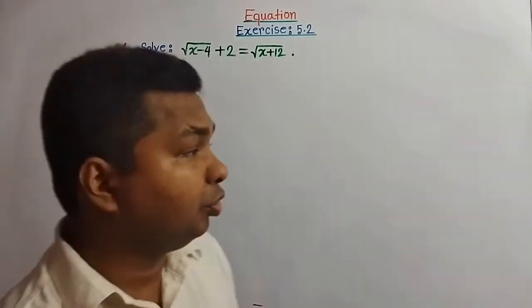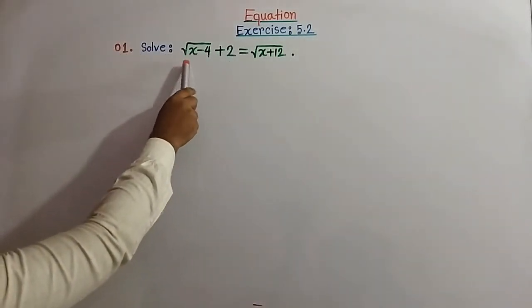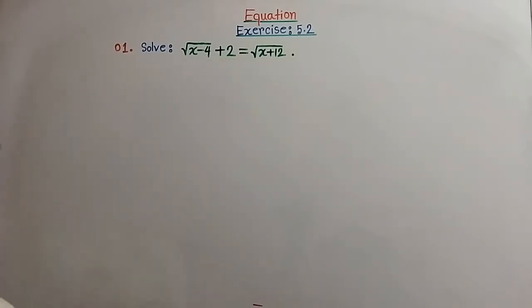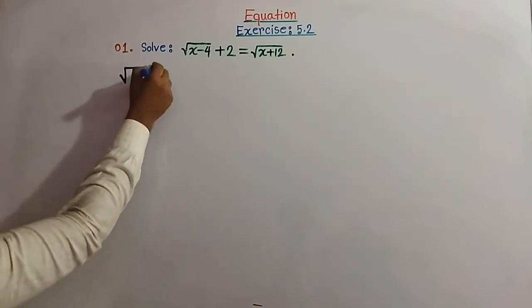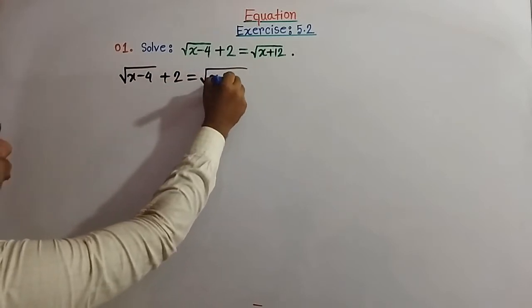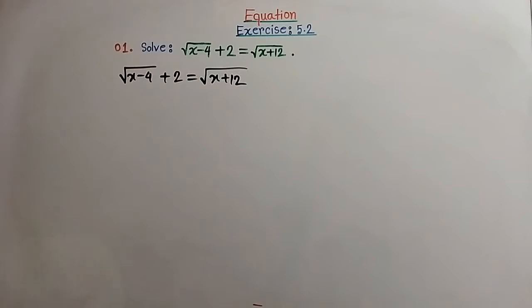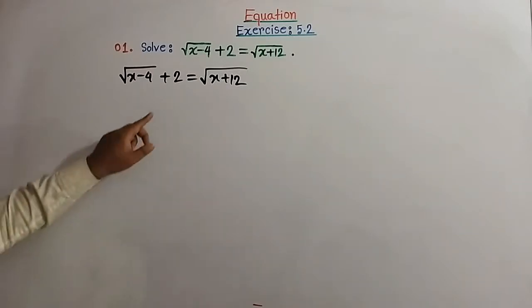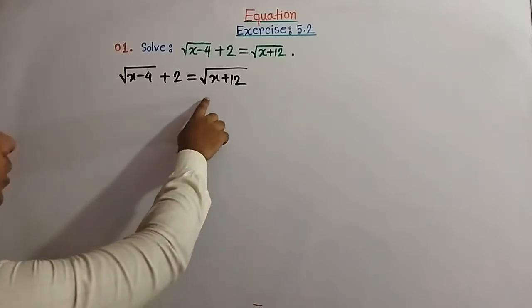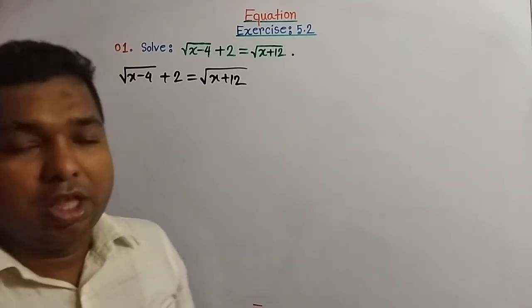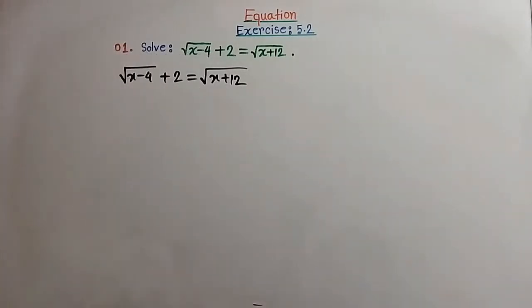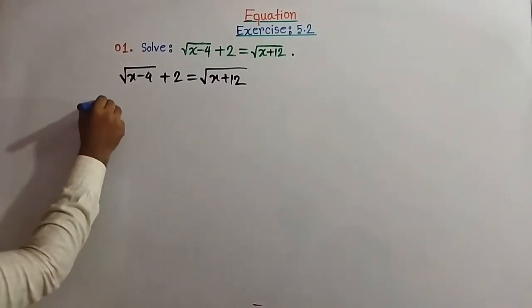Our first question, number 1: solve square root of x minus 4, plus 2, equal to square root of x plus 12. So, here the given equation is square root of x minus 4, plus 2, equal to square root of x plus 12. Here we have to find the solution, that is, we have to find the value of x. For finding the value of x, at first we have to remove the radicals, that is, the square root sign. For removing the square root sign, at first we square on both sides.